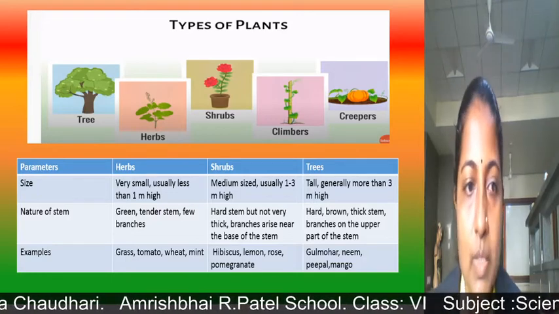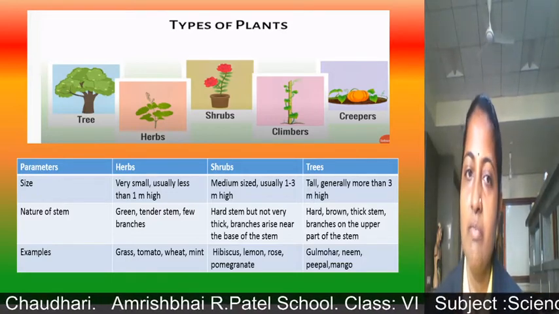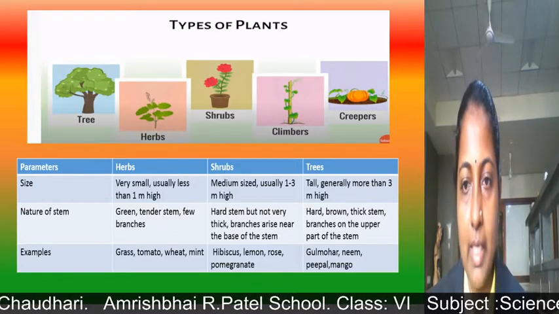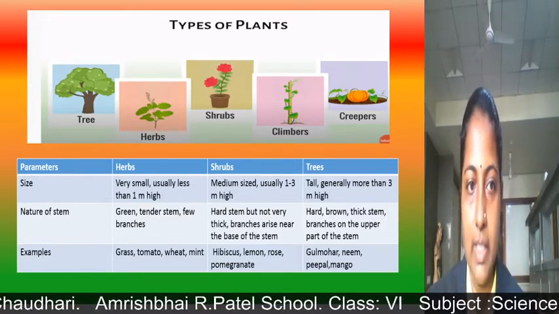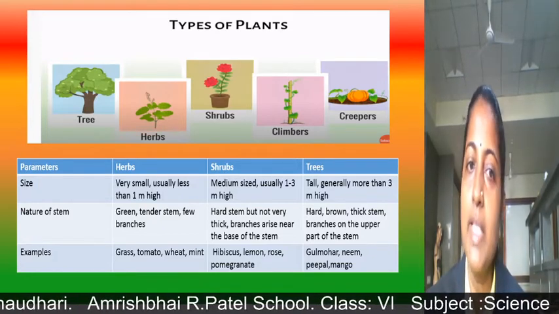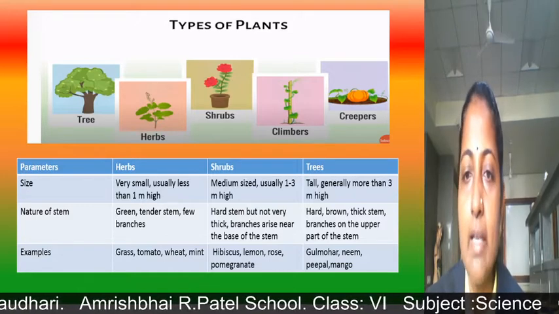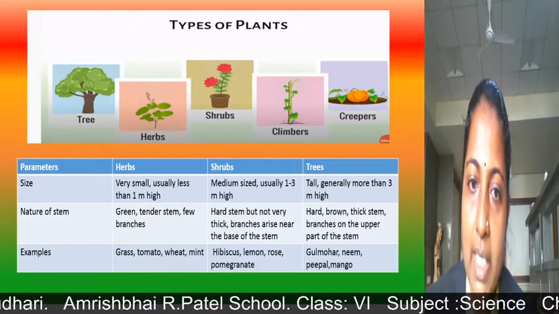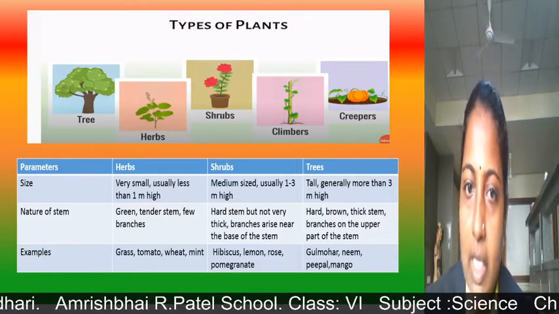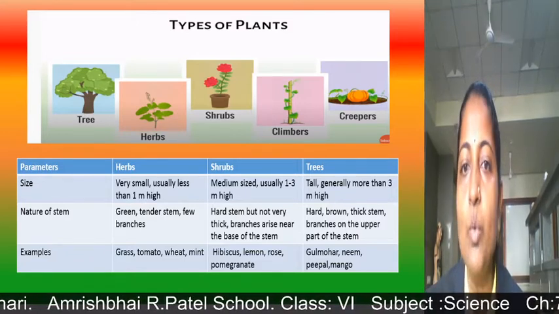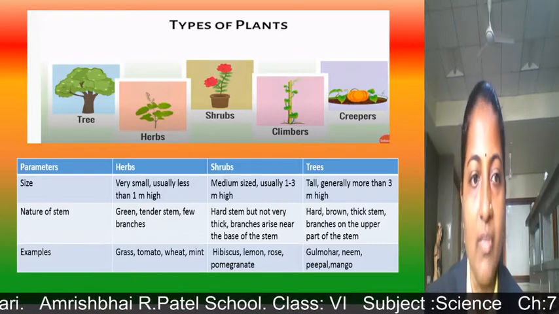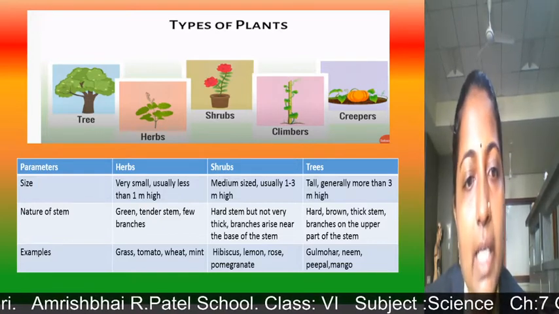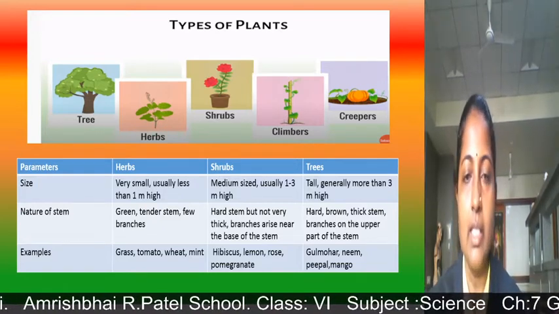Now according to size and nature of the stem, we will see different characteristics of herbs, shrubs and trees. The size of herbs is very small, usually less than 1 meter high, shrubs are medium sized, usually 1 to 3 meters high, and trees are very tall, generally more than 3 meters high.